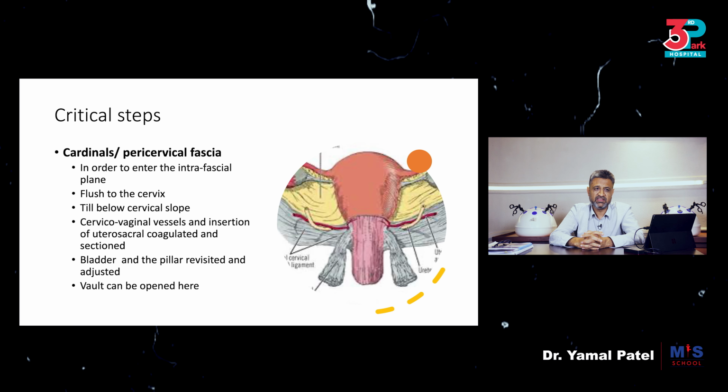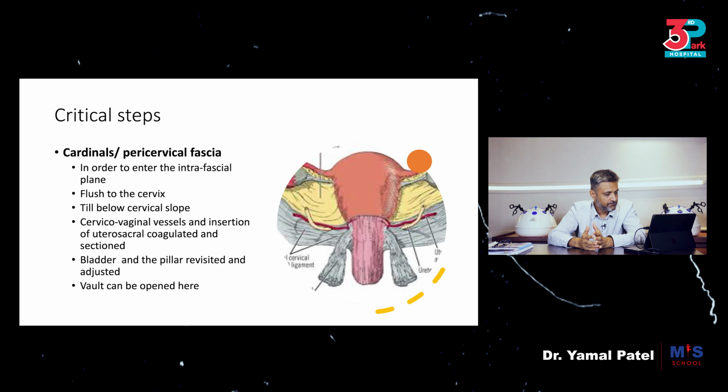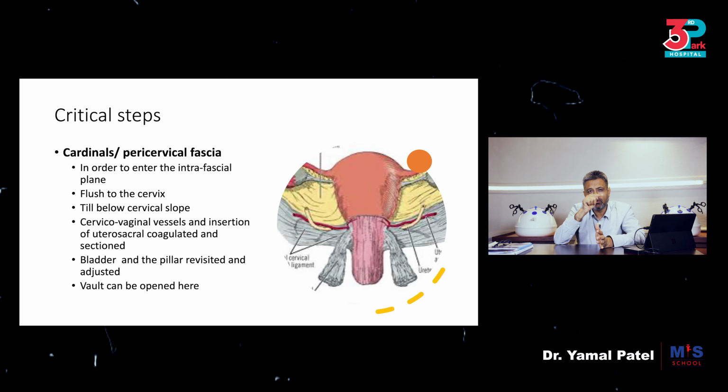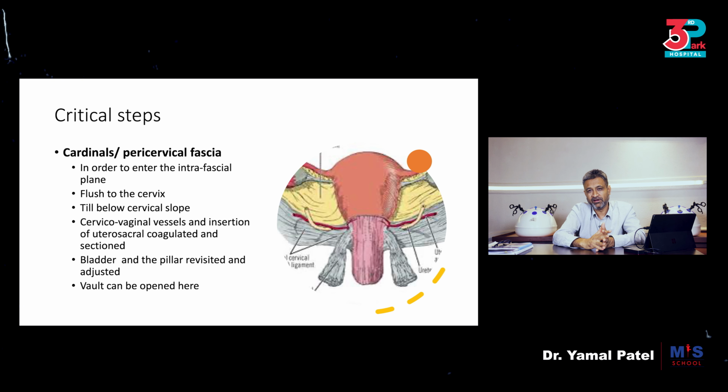Cervicovaginal vessels need to be kept in mind here, and you have to coagulate these and the entry of the uterosacrals and then section them. You have to, at this point, revisit the bladder pillars and adjust and push them further downwards, and it's at this point that you can open the vault. Now you can open the vault directly in this way, or you can open the vault over a colpotomizer, which you put in and delineate the fornices.